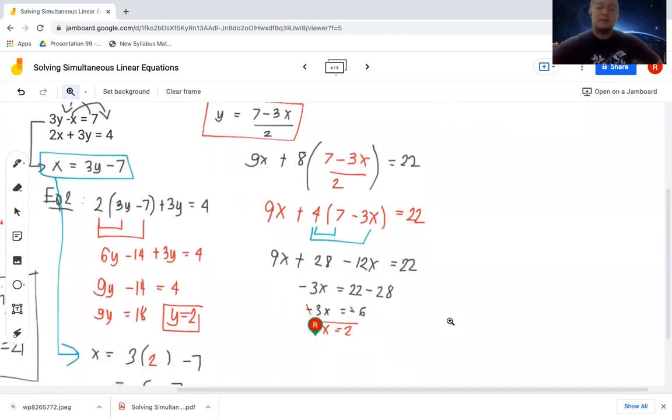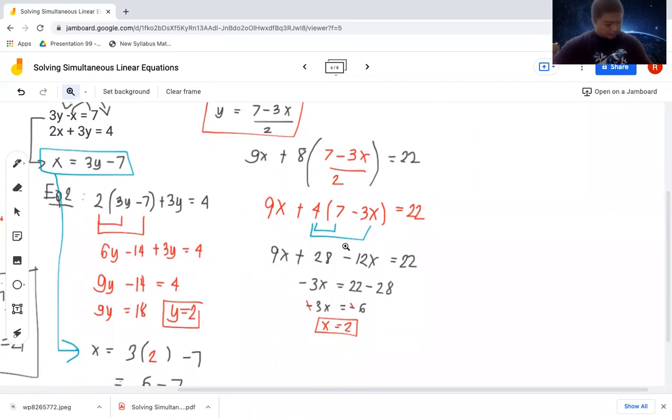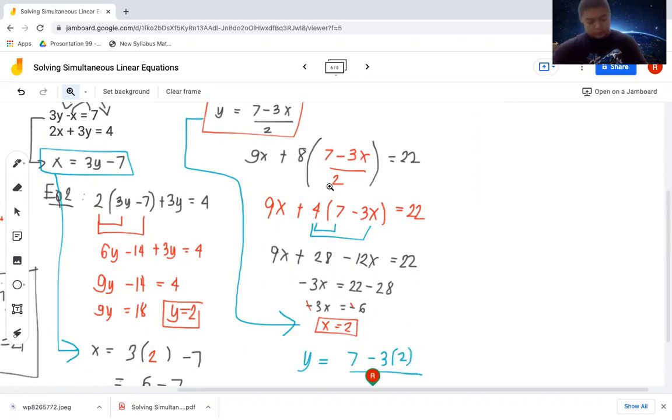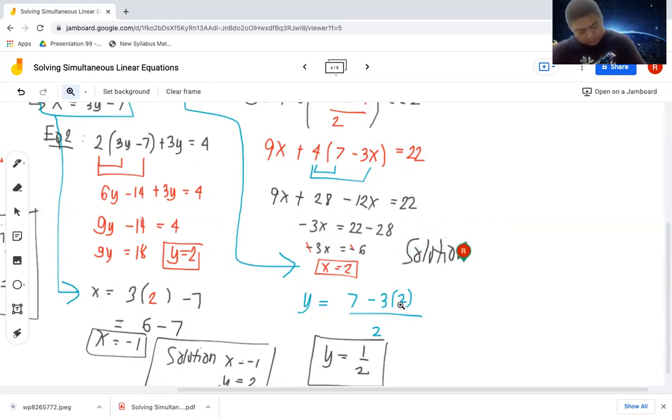Okay, so once we get the value of x, the procedure is just the same. We are now going to use the equation that we acquire here so that we will be able to get the value of y. So your y now is equivalent to 7 minus 3 times the value of x, which is 2, over 2. So in here, we know that 7 minus 3 times 2, which is 6, is equivalent to 1. So this will now tell us that the value of y is equivalent to half. Okay, since y is equivalent to half, then therefore we can now say that the solution is x is equivalent to 2 and y is equivalent to half.